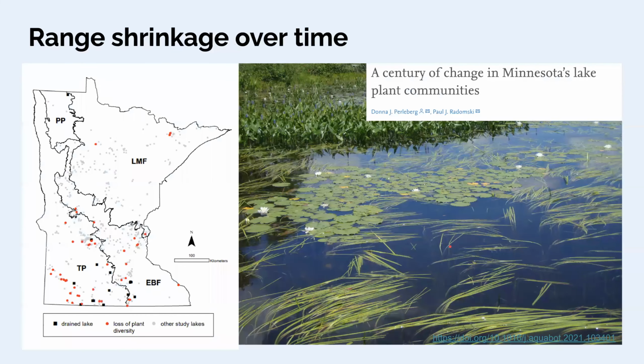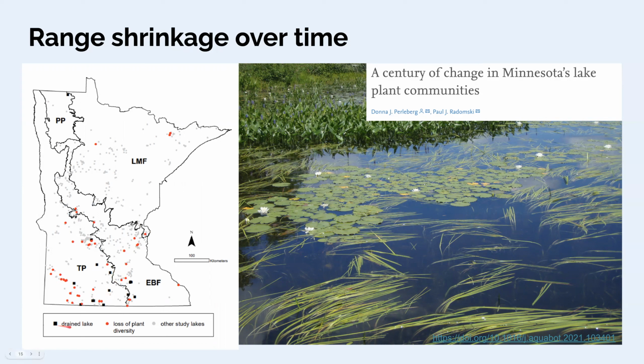Other examples, this is one relatively recent study from Minnesota, just highlighting, again, using specimens, going through time and just noticing how these ranges are decreasing. They were surveying the plants found in lakes currently relative to what has been recorded as being there in the past. Quite a few of these red dots are indicating loss of plant diversity. So basically species that were known to grow in these lakes that are no longer present in those lakes. So loss of diversity in those areas.